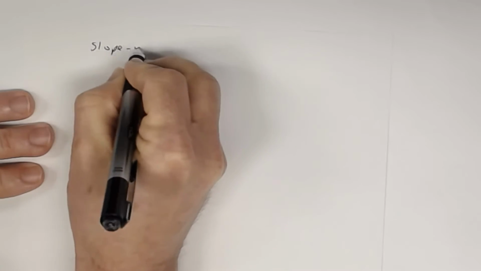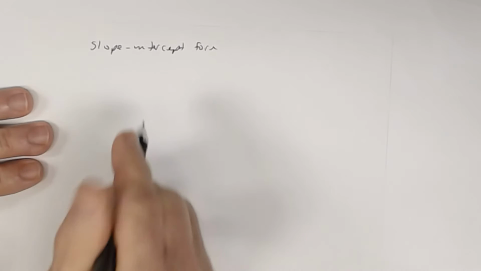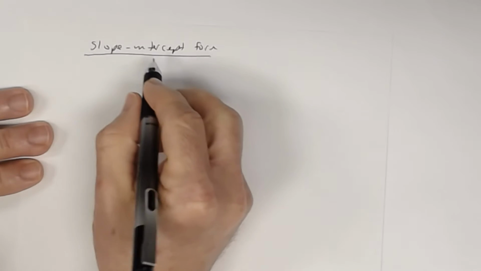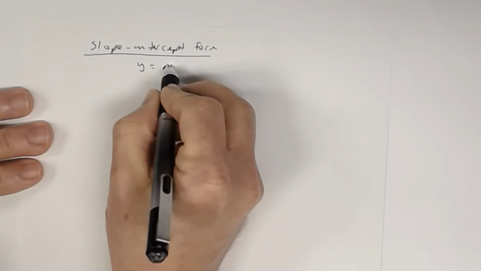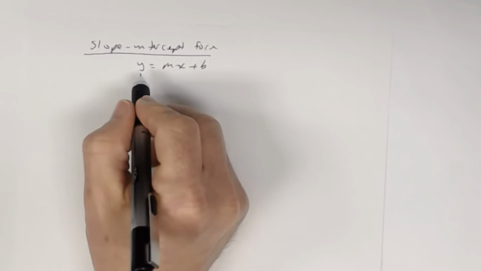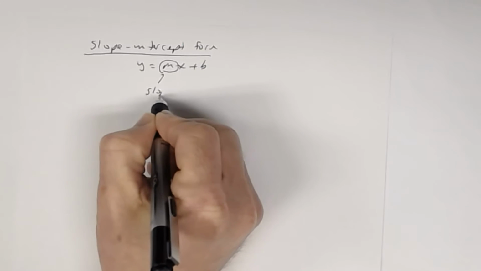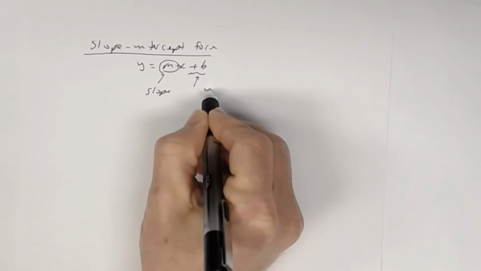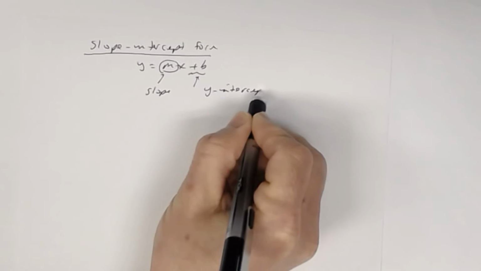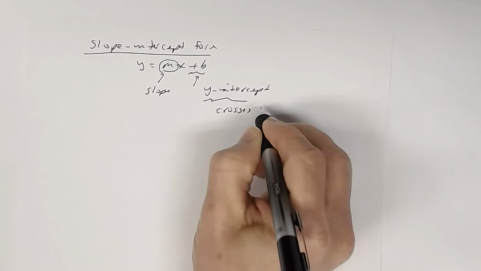So remember slope-intercept form? And if you don't remember that, it's all in the lessons. If you don't remember that, just go through the lessons. But slope-intercept form, remember, is this. Y equals mx plus b. So whenever you get y by itself, the coefficient of x is the slope. That's your slope. And this constant is your y-intercept. And remember, the y-intercept is where the graph crosses the y-axis.